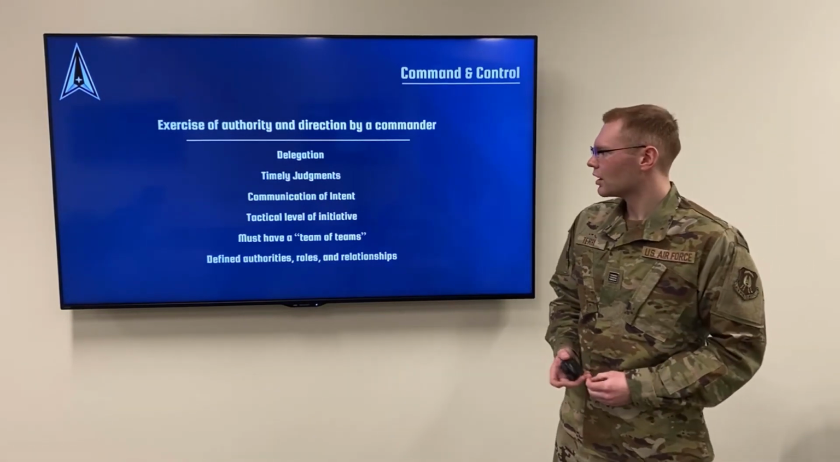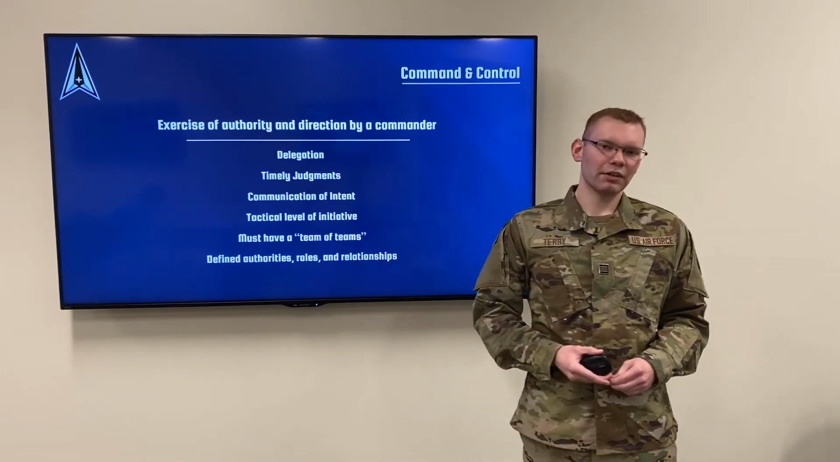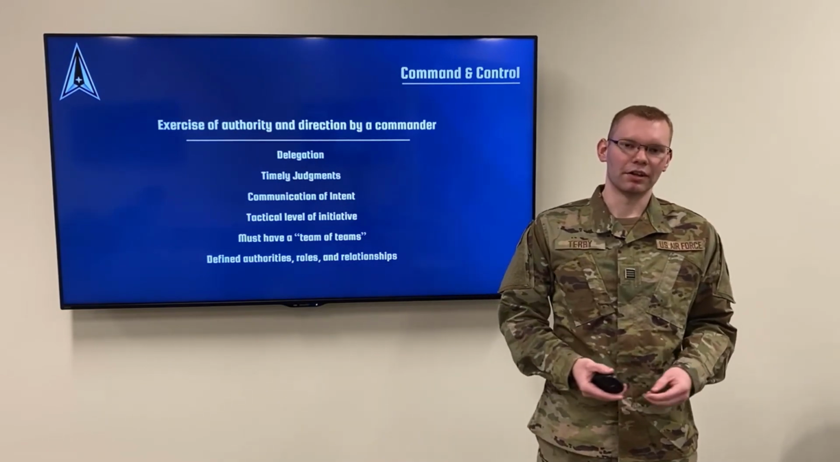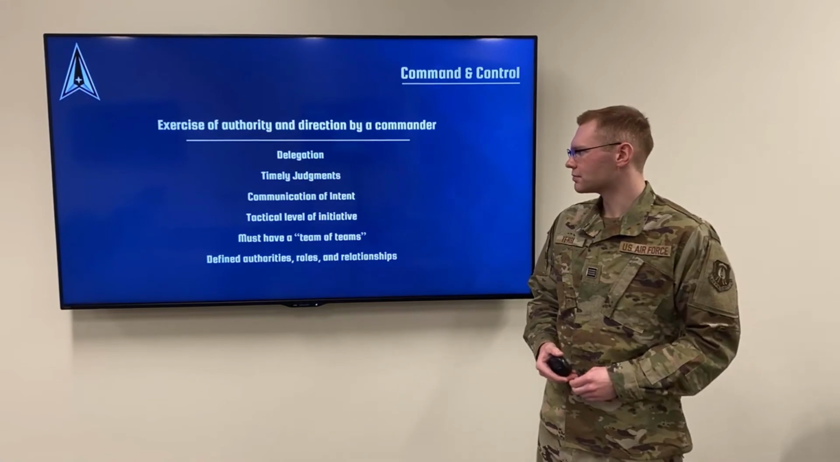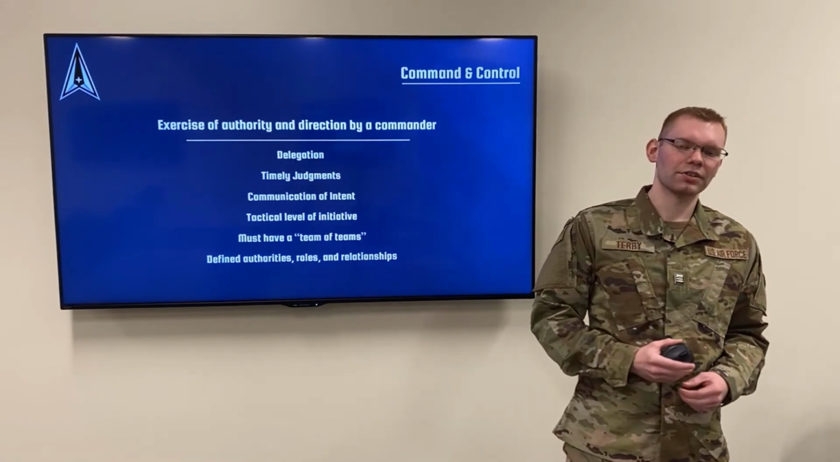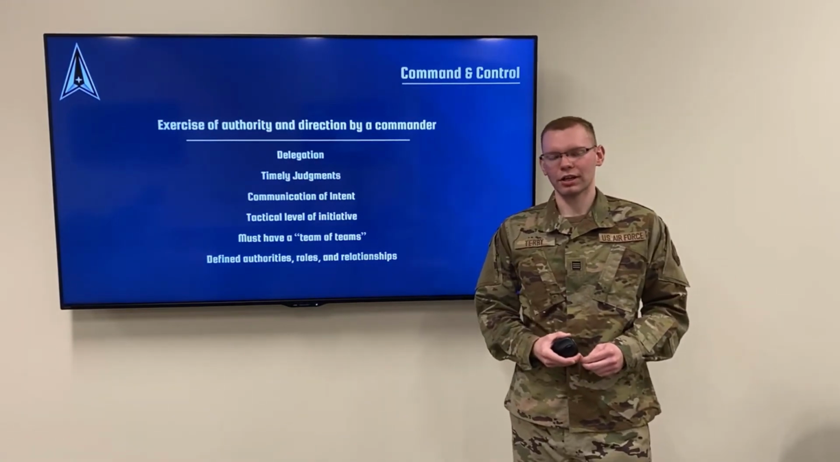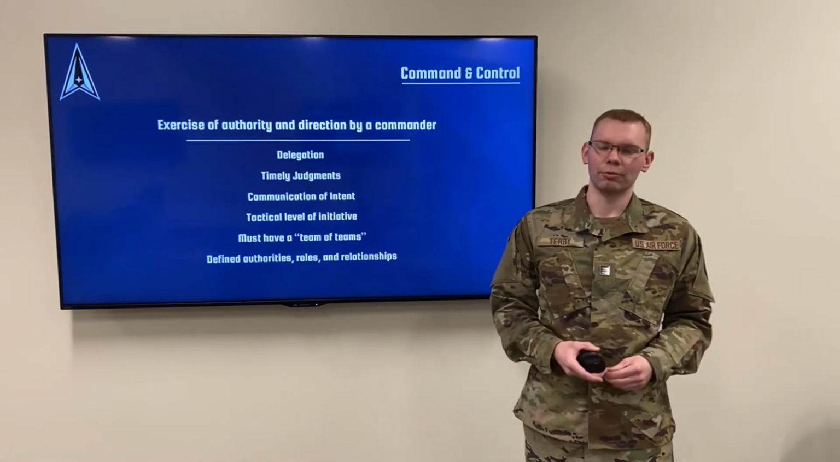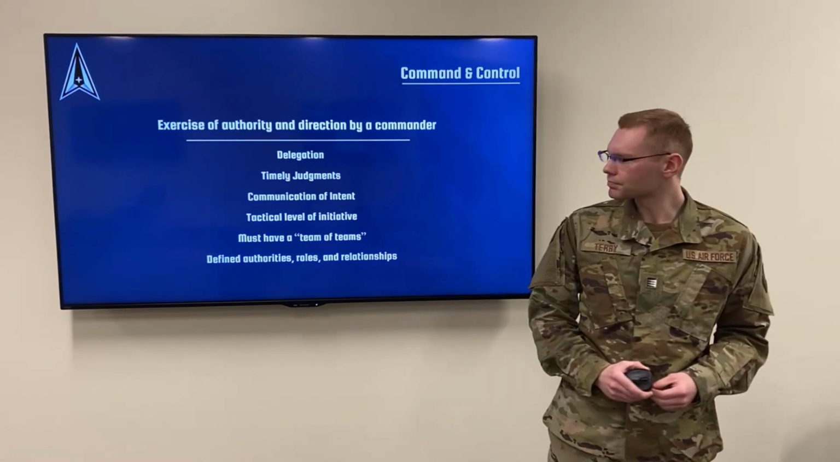First, we have delegation. You're going to be given a lot of tasks as a guardian and as an officer. You have to know how to facilitate those tasks through your chain of command. You cannot do everything at once. You have to delegate it to your team.